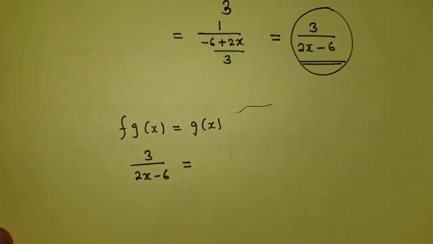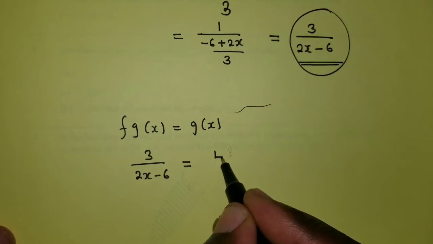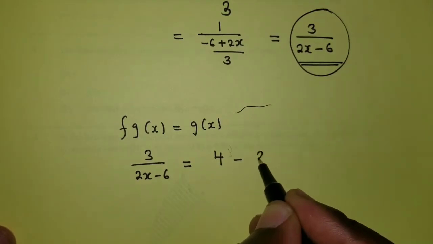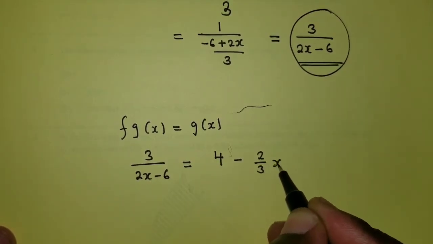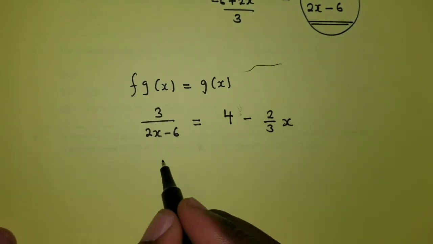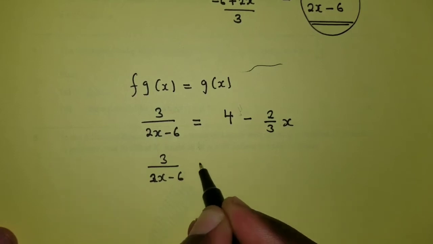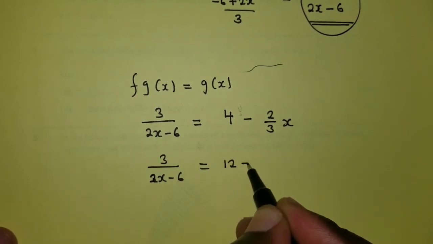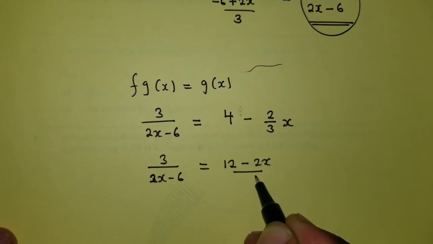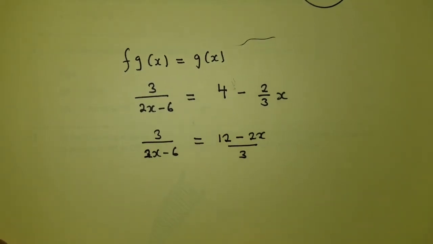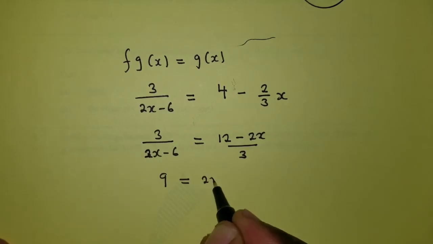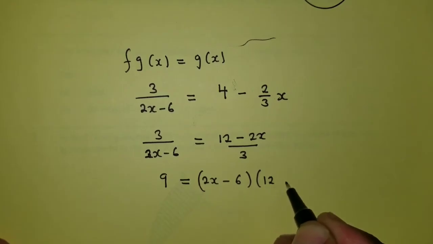This is g of x. So that is 4 minus 2 over 3x. So we work out, we are getting something like this, 12 minus 2x over 3. We cross multiply, this will be 9 is equal to 2x minus 6 multiplied by 12 minus 2x, like that.